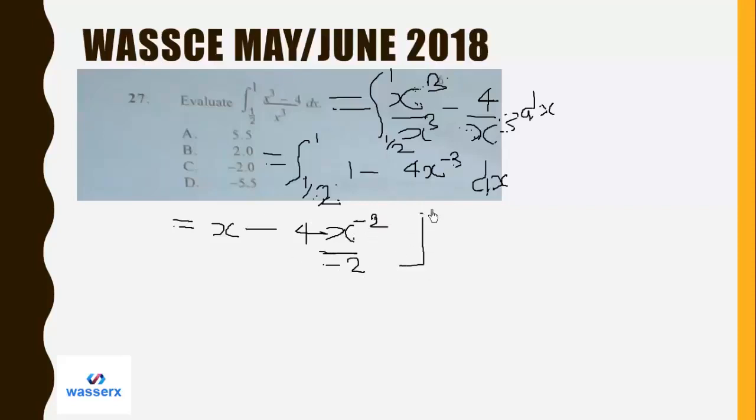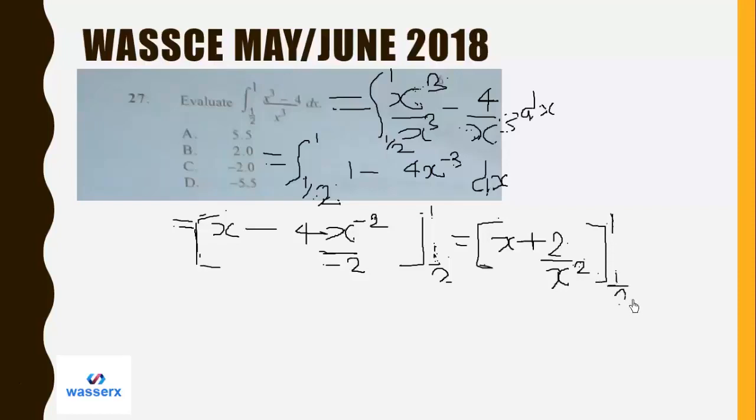Now let's simplify this further. So it is from 1 to 2. We then simplify this further to obtain x plus, this will give us positive, because negative 4 over negative 2 gives us plus 2, x to the power negative 2. So we write x to the power negative 2 as a positive index using the law of indices to obtain 2 over x squared, from 1 to 2.